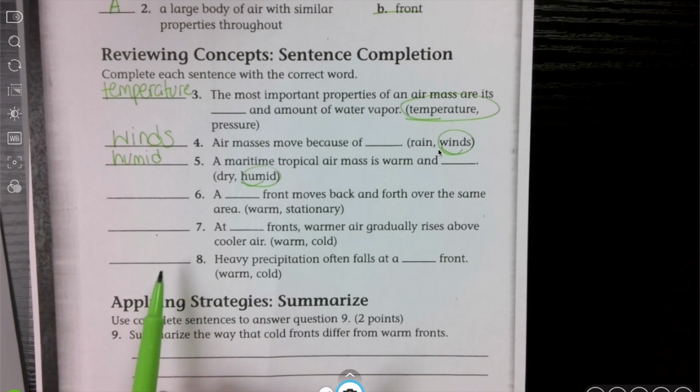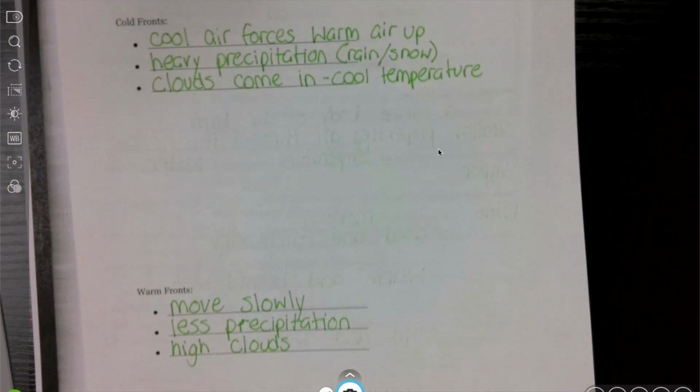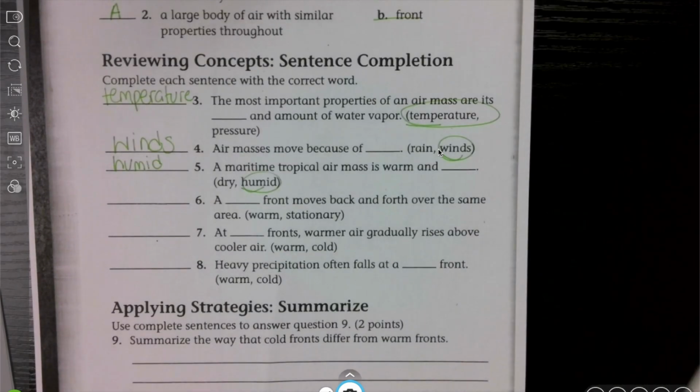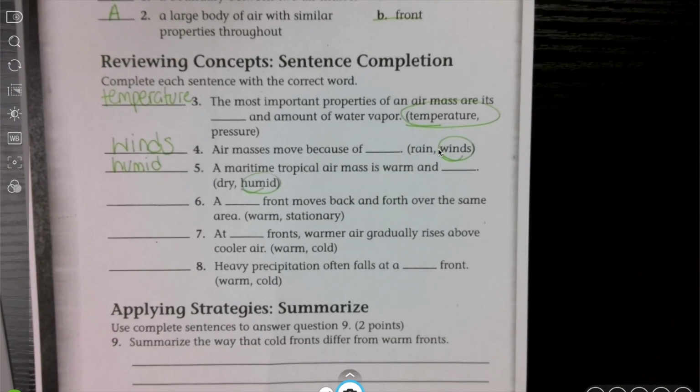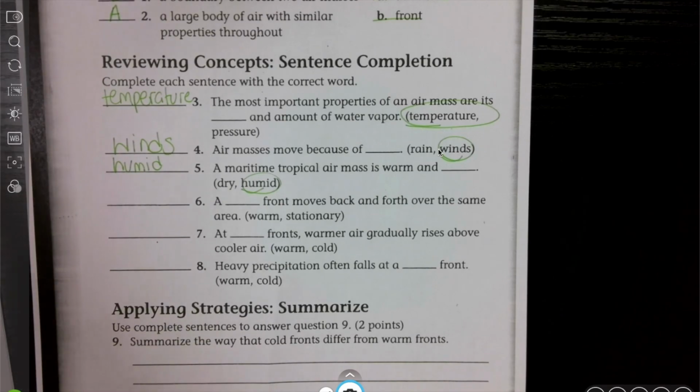I'm going to have you do these three on your own. And then on number 9, use the back side of your notes to help you. It's asking you for what ways cold fronts differ from warm fronts. So I'd like you to come up with 2 ways that they are different from each other and complete that. And then you're going to be all set to go for lesson 2.